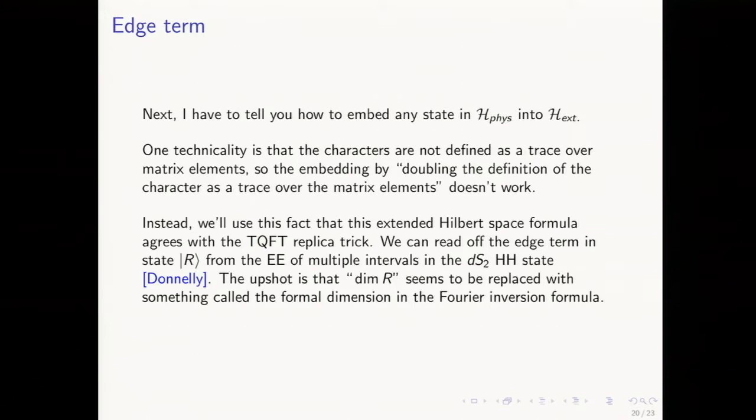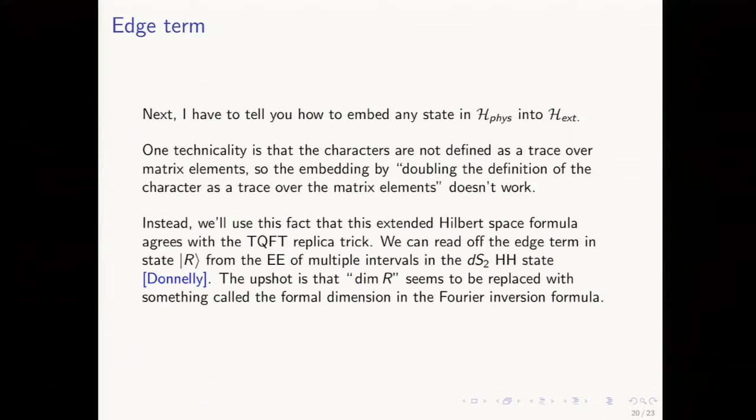So if you go through this calculation and I did things correctly, then the upshot is that the dim R term in the compact formula seems to be replaced by something called the formal dimension, for the reps of SL2R that you get when you decompose the identity in the Fourier inversion formula. To summarize this slide, the point is that the reps being infinite dimensional doesn't seem prohibitive for us to get a finite answer from this construction, which you might have suspected as soon as you learned that mathematicians were able to define characters for these representations.